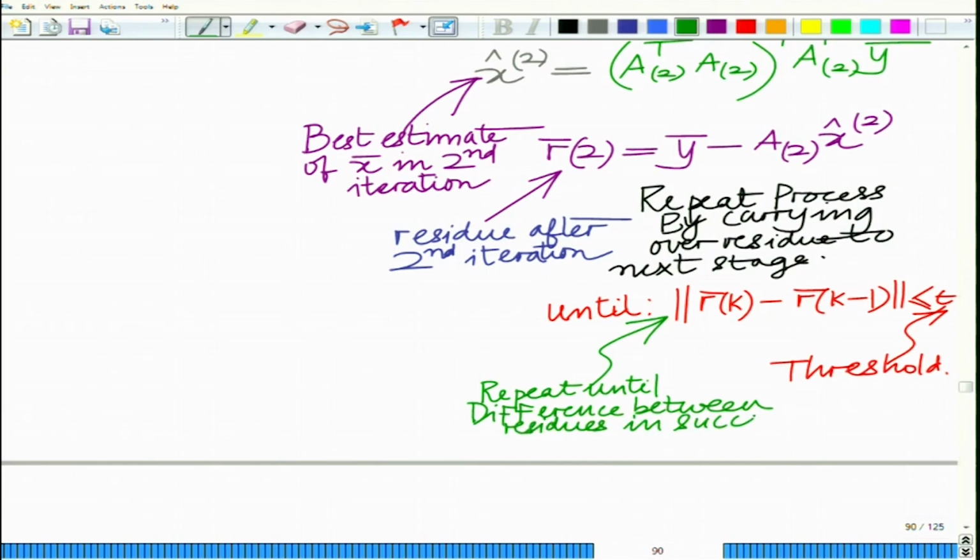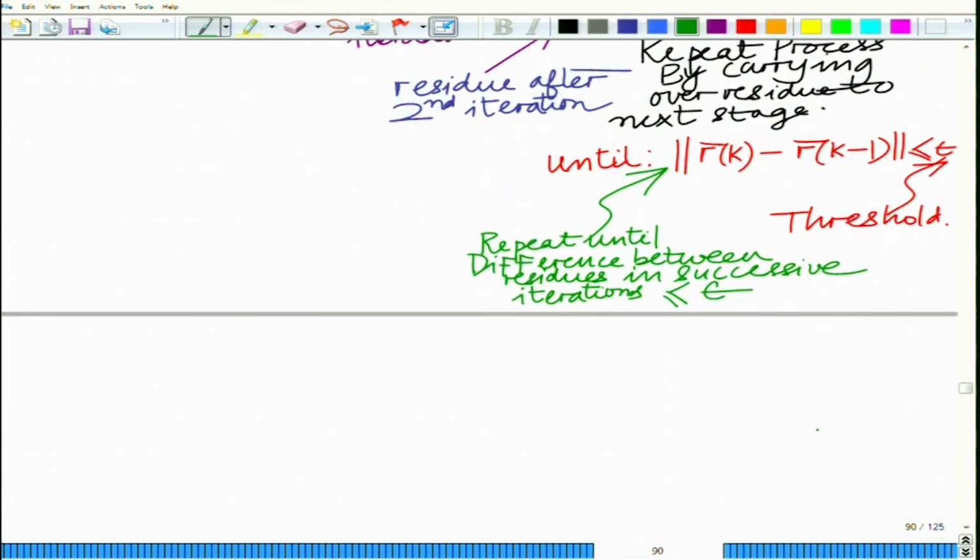Difference between residues in successive iterations is less than or equal to epsilon, that is, the residue does not decrease any further. The epsilon is the threshold. This is termed as the stopping criteria. For every iterative algorithm you have to choose a suitable stopping criteria.